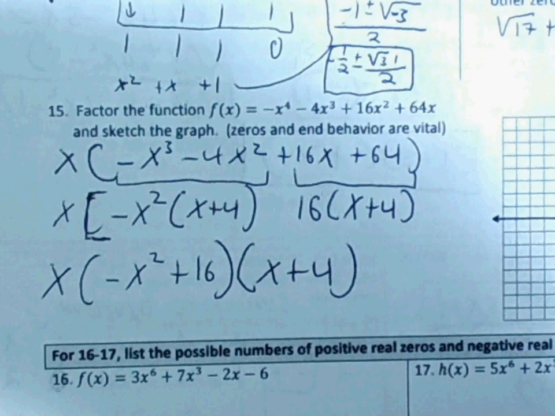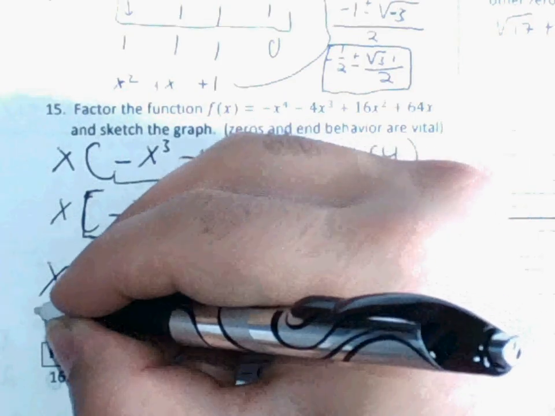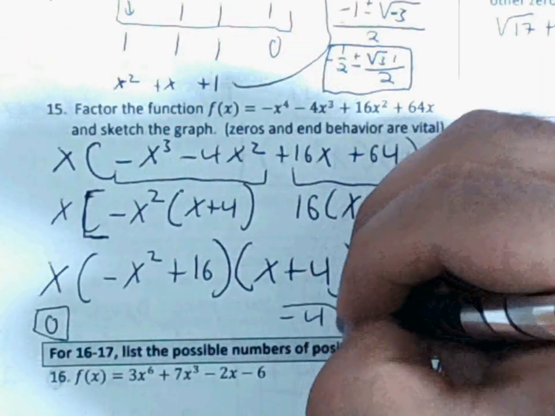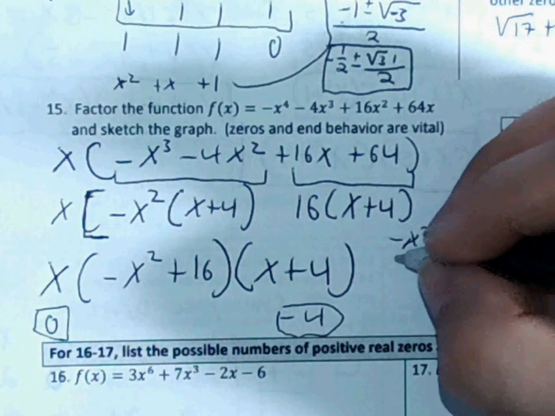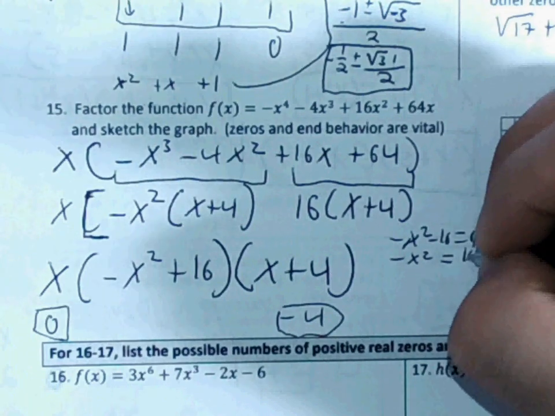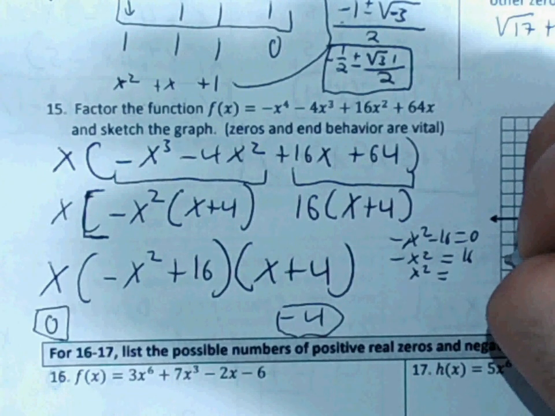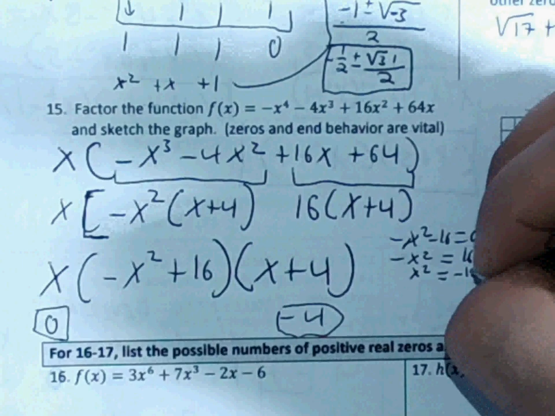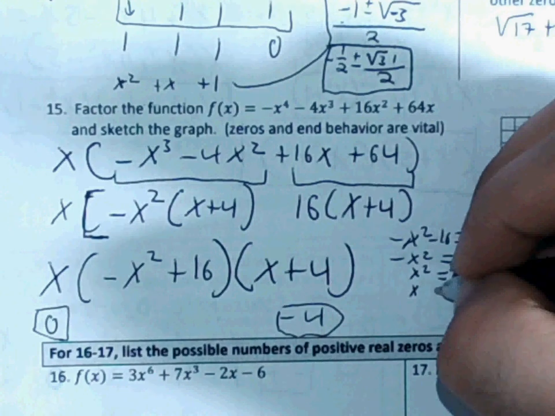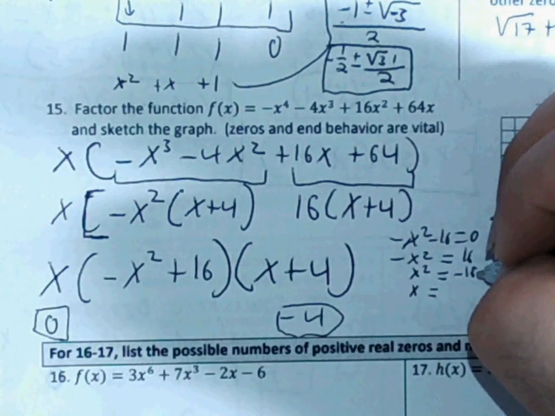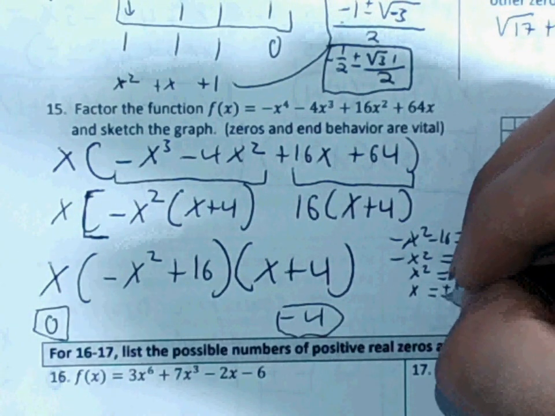Alright, so now I need to find my zeros and end behavior. So I have 1 zero at 0, so that's 1 zero. I have another zero at negative 4, and if negative x squared plus 16 equals 0, then negative x squared is equal to negative 16, which means x squared is equal to 16... and x is going to be equal to the square root of negative 16, which is positive and negative 4i.